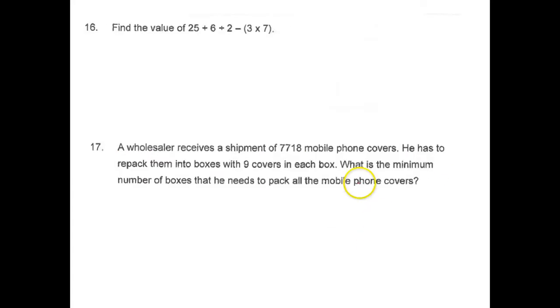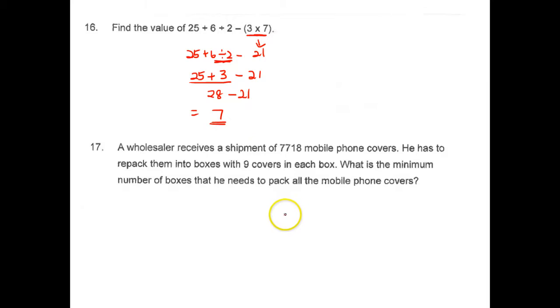Question 16. Find the value of 25 plus 6 divided by 2 minus 3 times 7. Okay, remember our 4 operations, we need to do the bracket first. So 3 times 7 will give me 21. So 25 plus 6 divided by 2 minus 21. The next one we need to do is our divide. So 6 divided by 2 is 3. So 25 plus 3 minus 21. We bring down all the numbers. So 25 plus 3 will be 28 minus 21. 28 minus 21, the answer is 7.